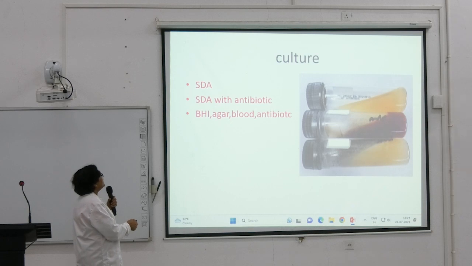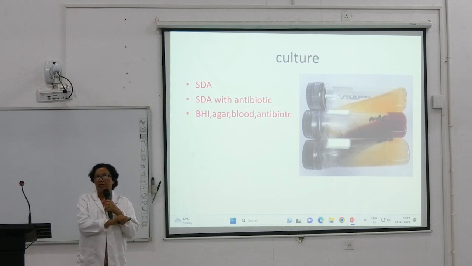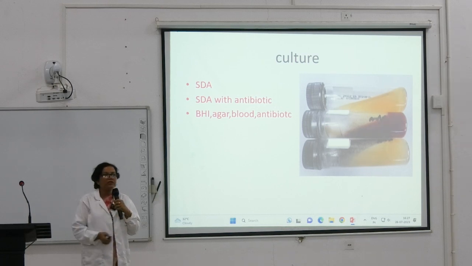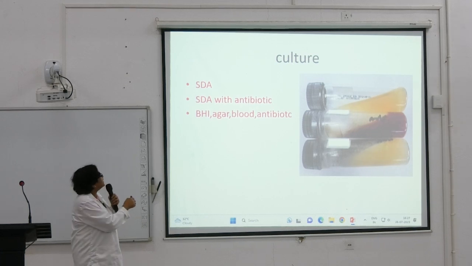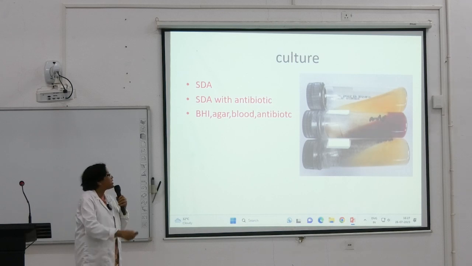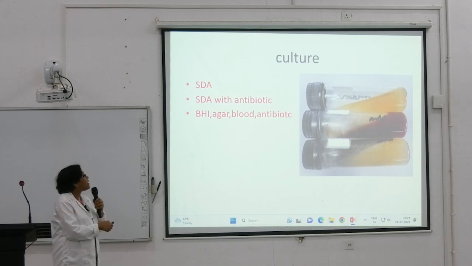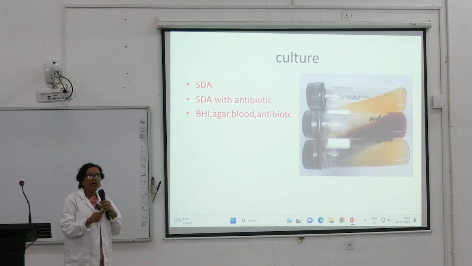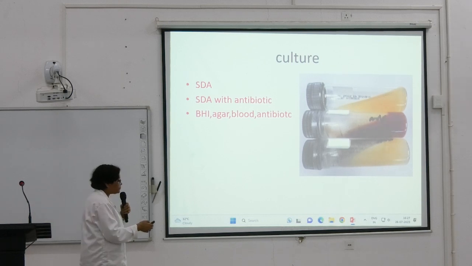Next, BHI, brain heart infusion agar. It is not used for bacteria. For bacteria we are using MacConkey agar, nutrient agar, blood agar, etc. Not SDA or BHI. Okay. It is especially for fungus. So blood agar, BHI agar, we enrich with blood and antibiotic to kill the other bacteria. Only fungus will grow.